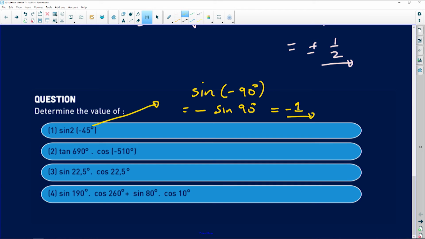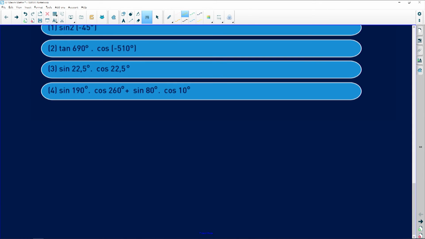So don't let that double trouble you. It's just doubling of 45 gives us 90, and then we can reduce that to negative sine 90, which gives us -1 as a solution. All right. Now, the other part that I'm going to pick here is the second one. What does the second one say to us?